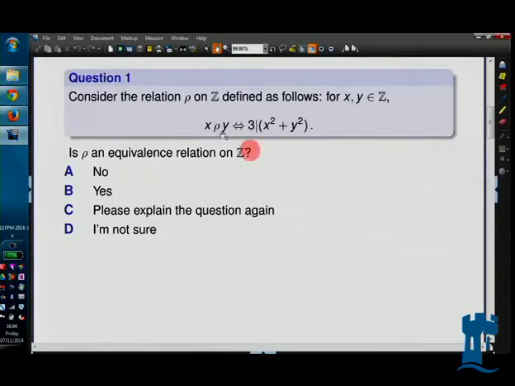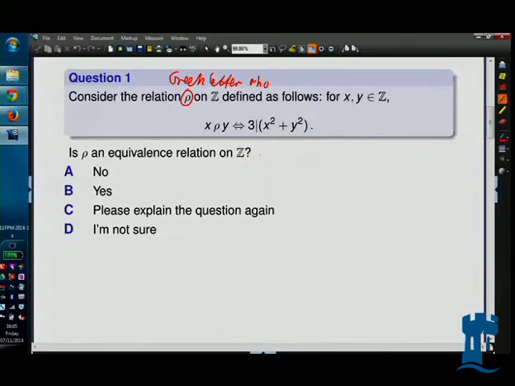Now, there's going to be a relation. This is the Greek letter rho, in case you haven't seen it before. So that's a rho, which is another perfectly good letter you could use for relations. And I'm going to define a relation on Z by x is related to y if and only if x squared plus y squared is divisible by 3, if 3 goes into x squared plus y squared. And you're asked, is rho an equivalence relation on Z?